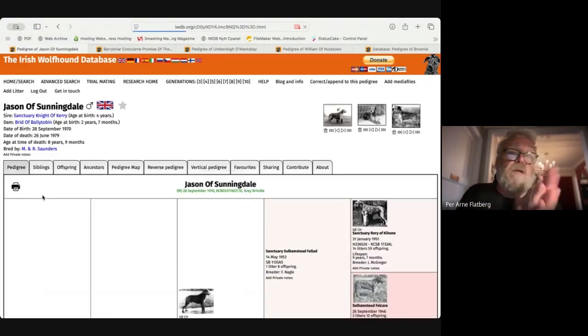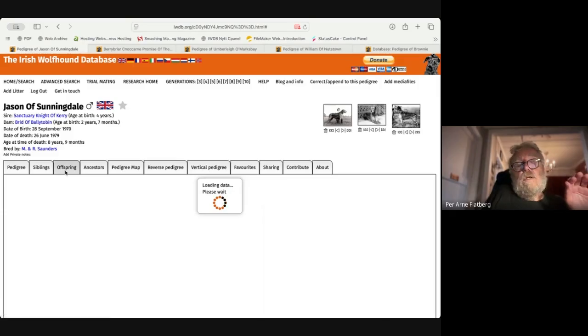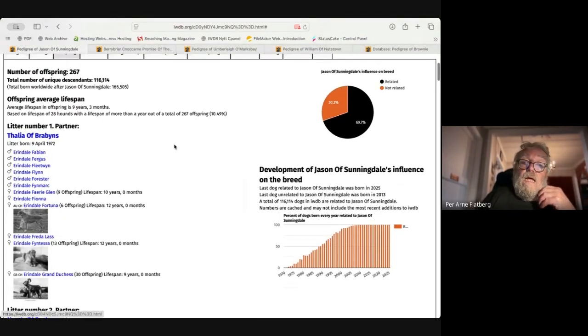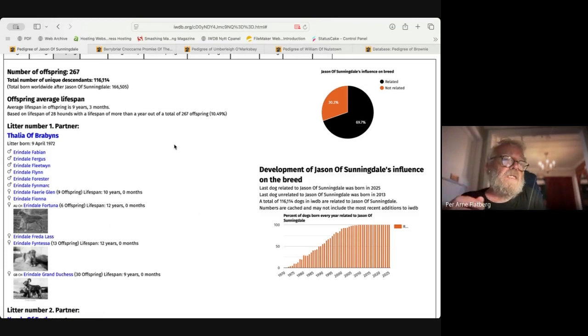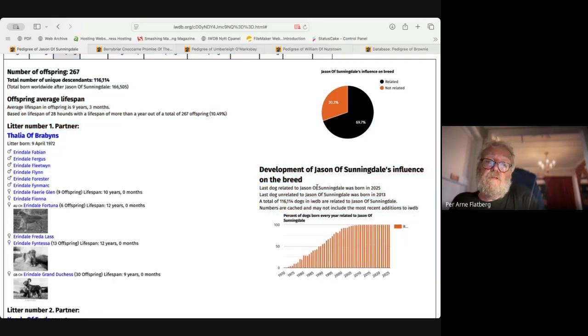I'll just briefly touch upon one of these, because I talked earlier about how you can see the influence increasing from generation to generation. And this is actually a dog that is a common ancestor. These days, he is a genetic bottleneck. He appears in every pedigree of every Irish Wolfhound that lives now. As you'll see here, the last dog related to him was born this year. The last dog unrelated to Jason of Sunningdale was born in 2013. So all dogs born after 2013 have indeed been related to him.